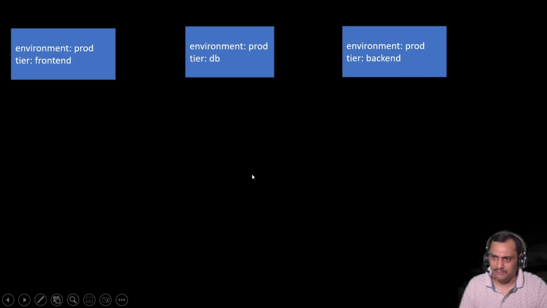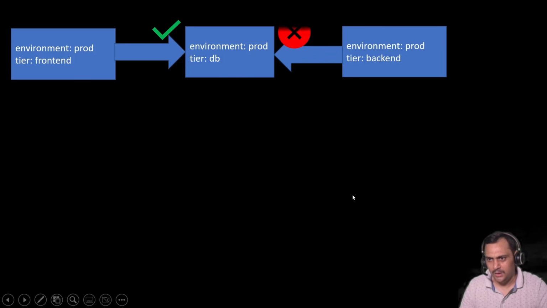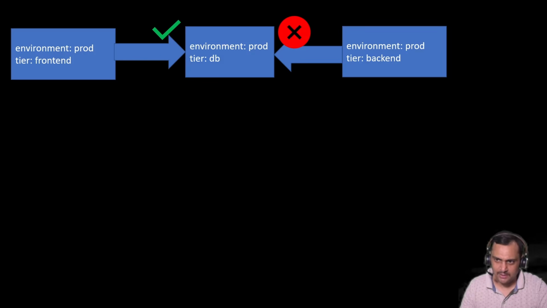Let's take a real life example. We have three different types of ports. Port which has label tier equal to frontend can send the traffic to the port which has tier equal to db. However, tier equal to db port must not receive the traffic from the port which has label tier equal to backend, right?